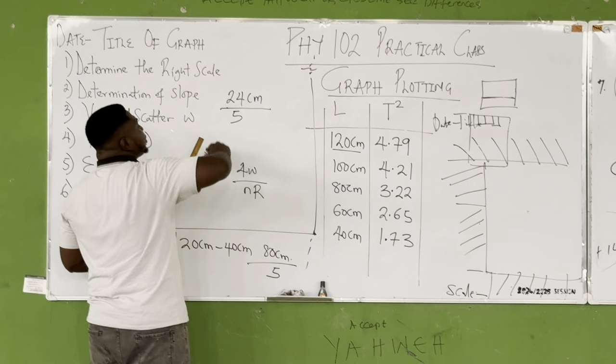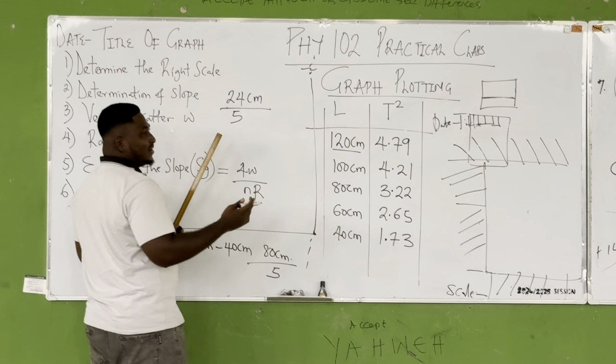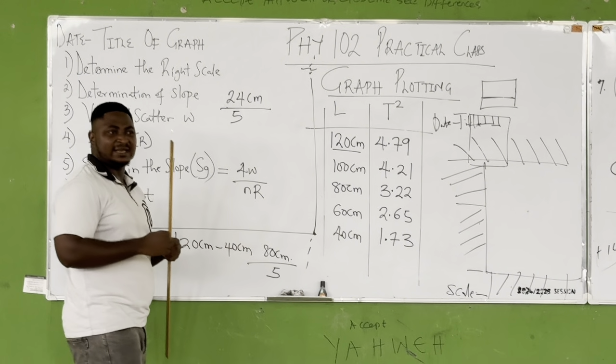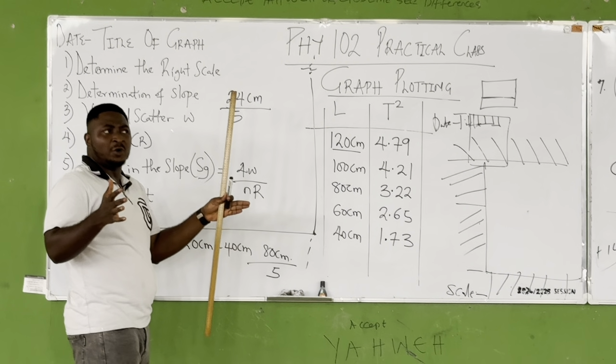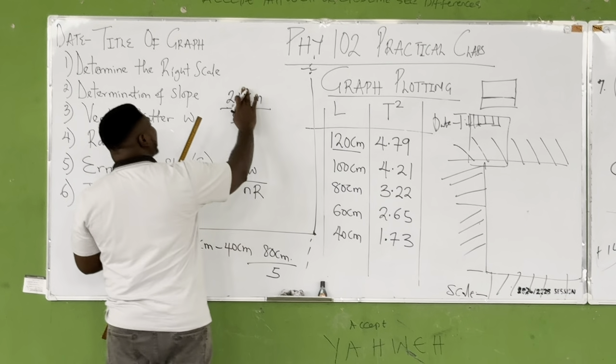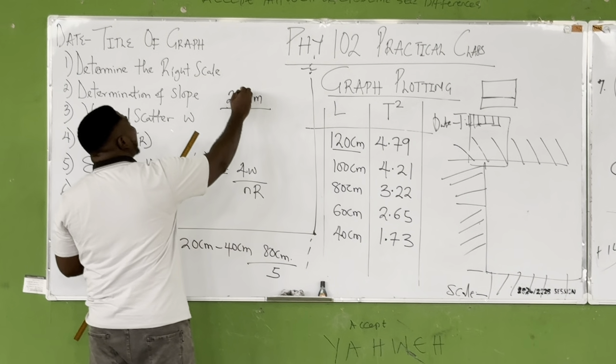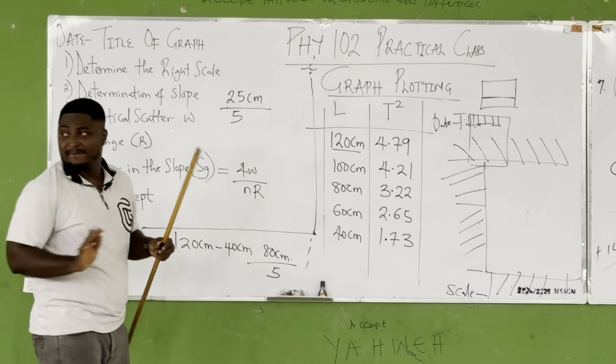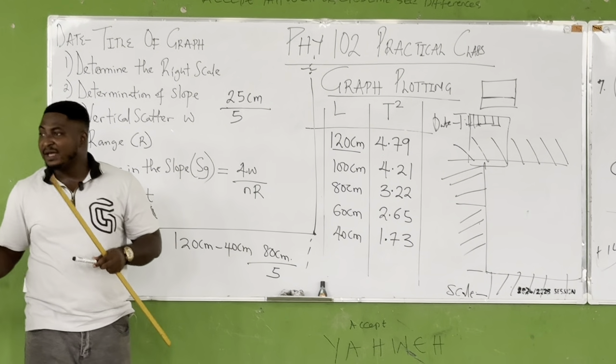Now, another thing I can advise you to do to make this easy for you. Remember when Mr. Desi was talking yesterday, he said there's always room for error and adjustments here and there. Someone that got 24 can easily extend and achieve 25 centimeters.